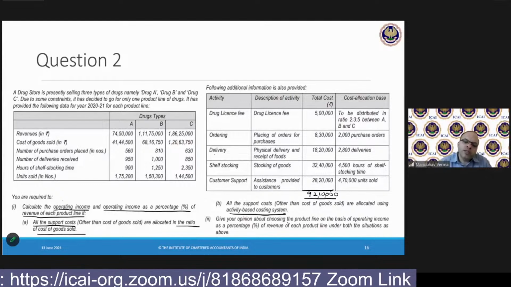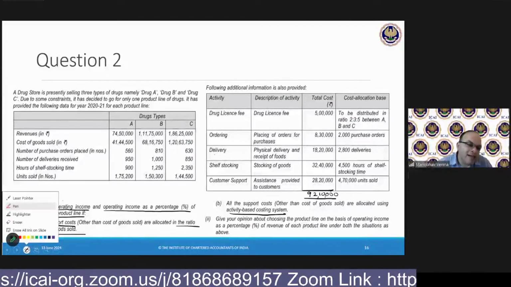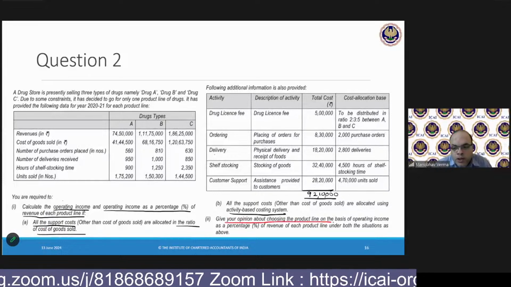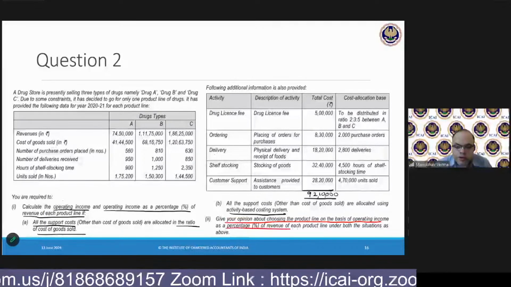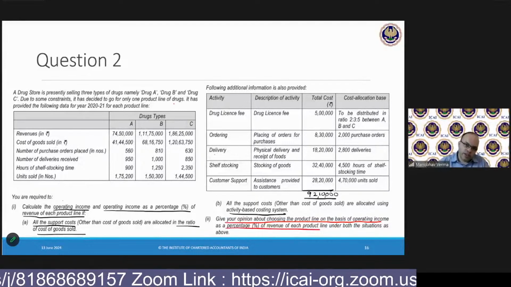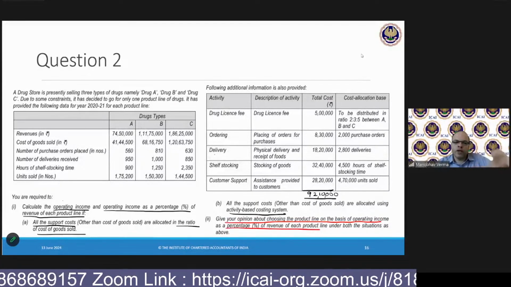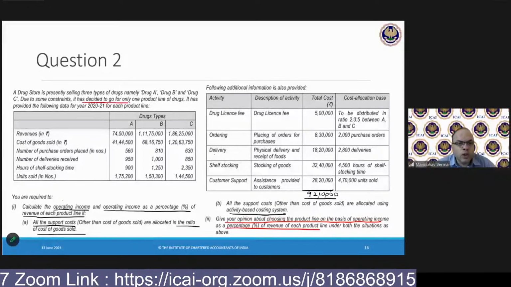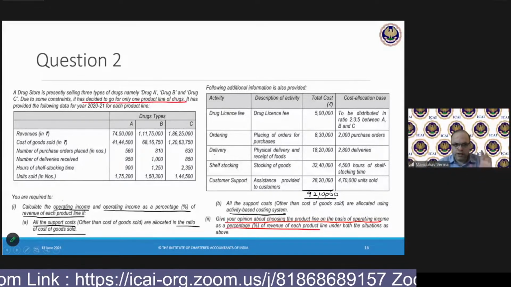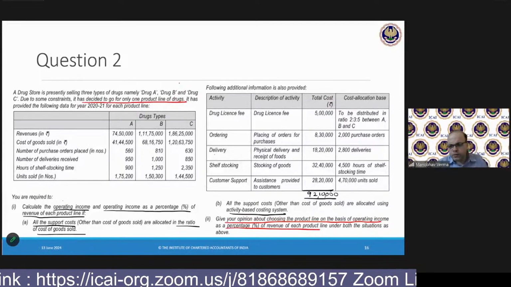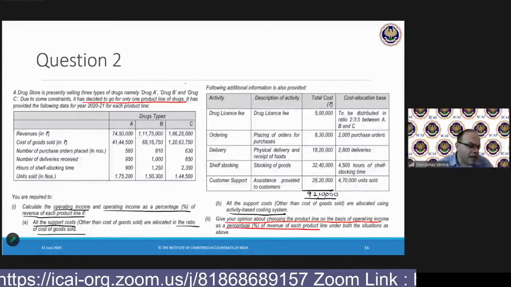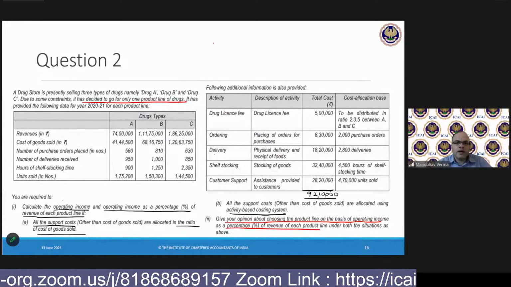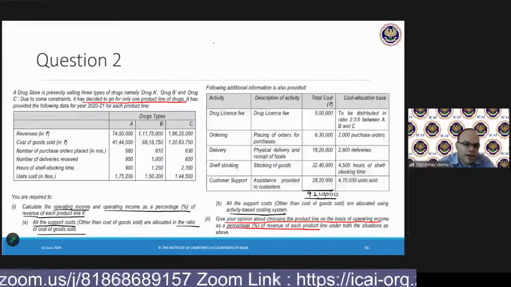And we have to give our opinion choosing the product line. This is important, guys. This is the analysis part, which is important for you. Give your opinion about choosing the product line on the basis of operating income as a percentage of revenue for each product under both the situations. So under both the situations you have to give your opinion on which product line. Because remember, this drugstore is deciding to go only for one product line going forward, instead of three product lines. So there, I would see that your analytical mindset should come into play. So let's solve this together based on the requirement.